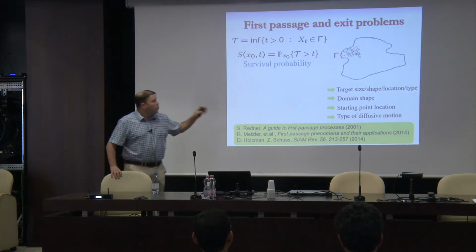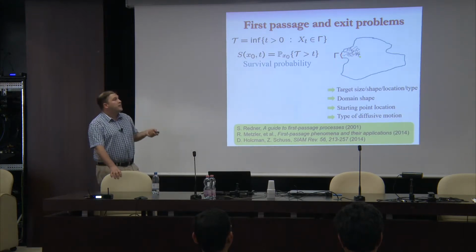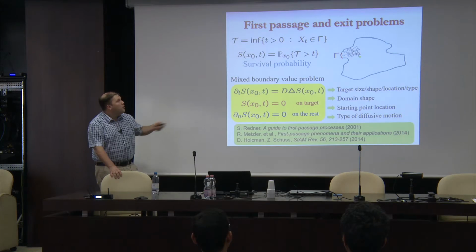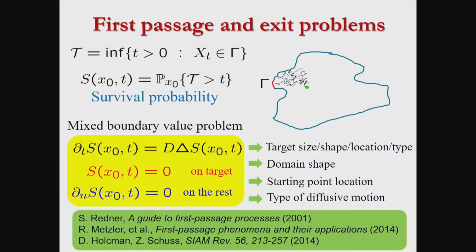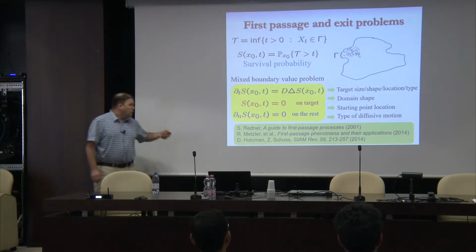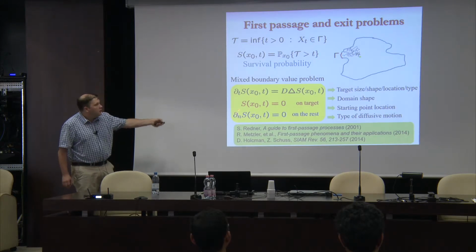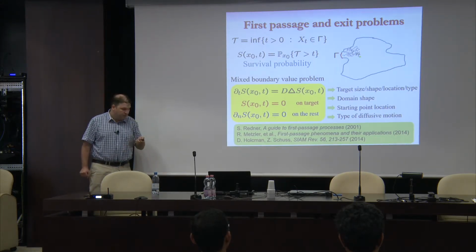And so for a normal Brownian motion, for the most standard and the most studied case, it's a well-known mixed boundary value problem. You have the diffusion equation for this quantity, with diffusion coefficient D, where delta is the Laplace operator, with mixed boundary conditions. We impose a Dirichlet boundary condition on the target, which means that if we start from the target, we are already on the target, so there is no way to escape, so the probability is 0. And on the rest of the boundary, there is no probability flux, so the particle cannot go through this boundary. The main essential difficulty in dealing with this problem is how to deal with this mixed boundary condition.